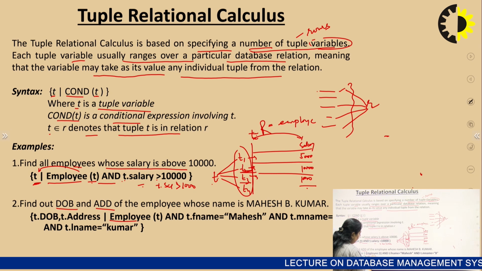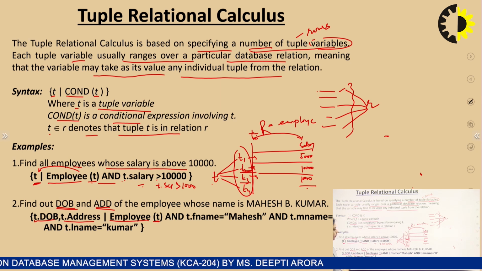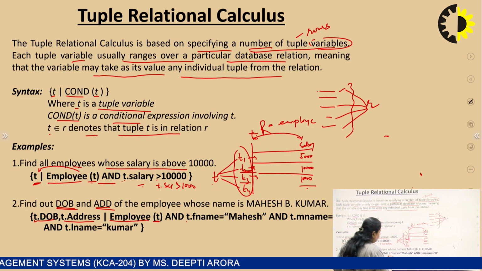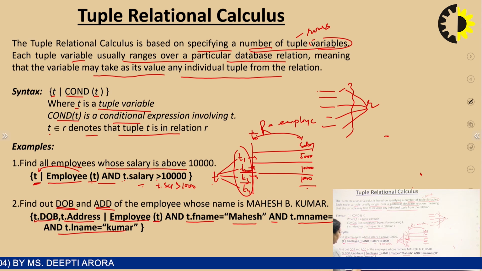So we are having the employee table. We have given a variable T to this relation, and I want to fetch the date of birth and address. So from the T table, T dot date of birth, T dot address I want to fetch. And what is the condition now? T dot first name is Mahesh, T dot middle name is B, and T dot last name is Kumar.